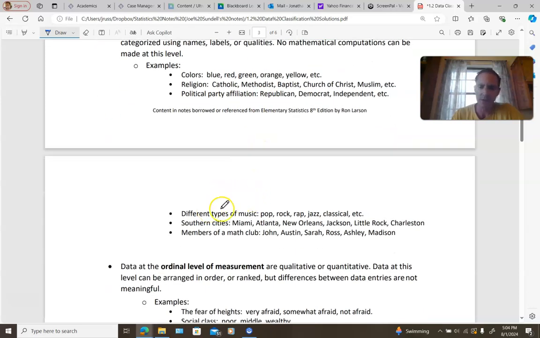Here's some other examples here. Favorite type of music or genre of music, different cities. So this could be the city in which you were born or the city in which you currently live. And then members of a math club. So this data here is just simply names. We can't do any sort of mathematical operation with any data like that. So that's data at the lowest level.